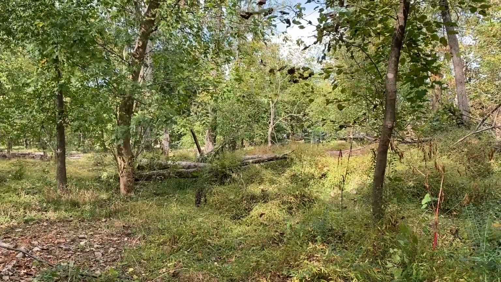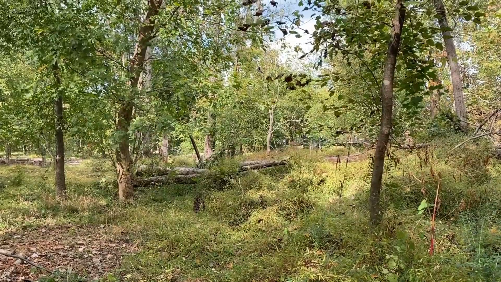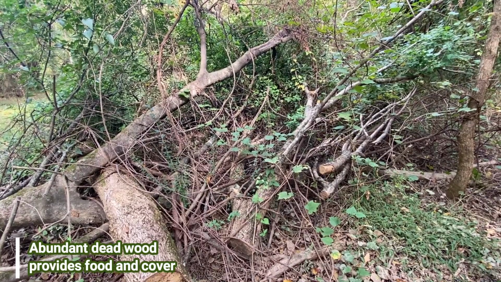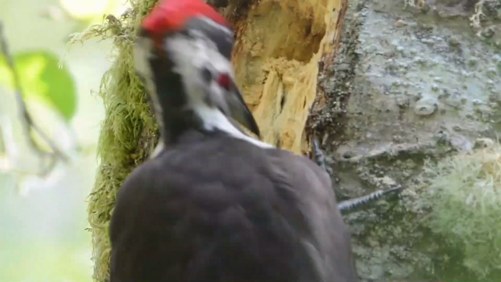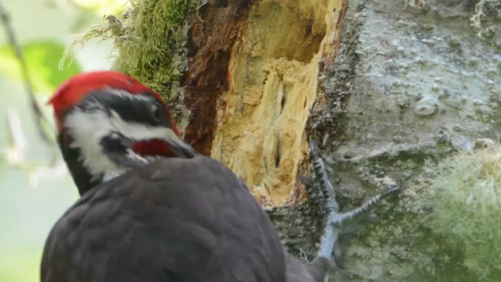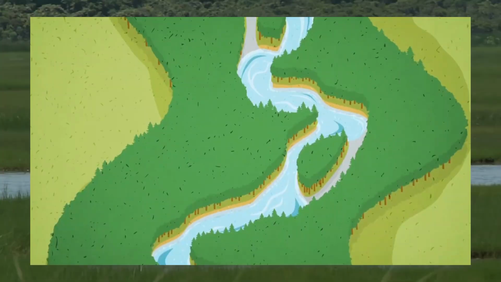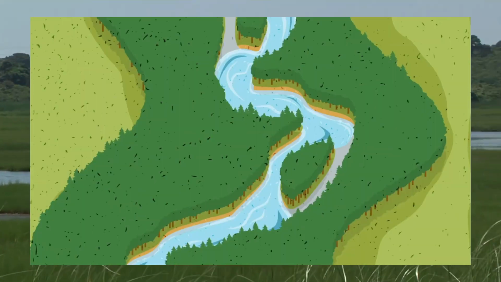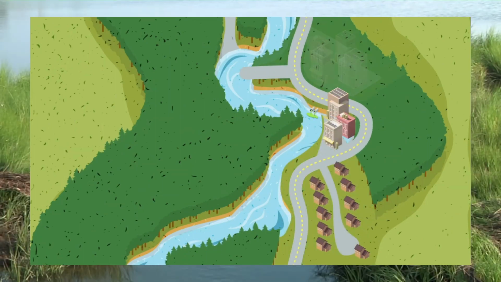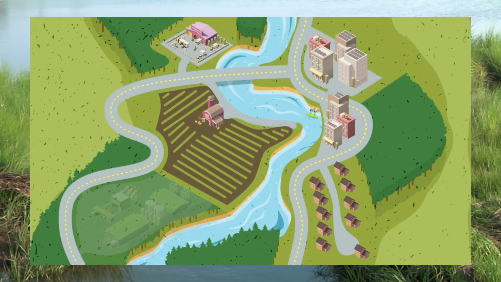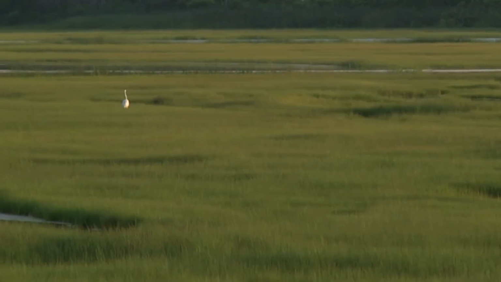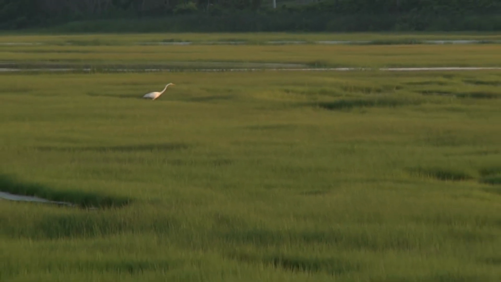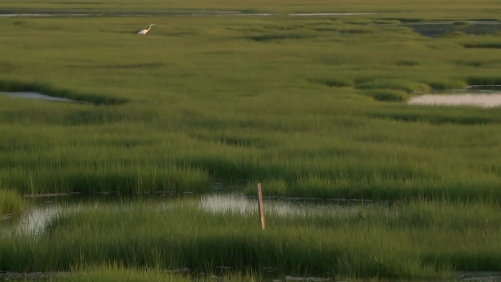Because riparian forests tend to not be heavily managed, there is abundant dead wood which provides food and cover for a diversity of wildlife, including cavity nesting birds that use snags. Riparian forests provide natural travel corridors through landscapes, especially in agricultural and urban landscapes where habitat is highly fragmented. Watersheds have a dendritic pattern of connected streams that facilitate movement for animals through the inhospitable uplands.